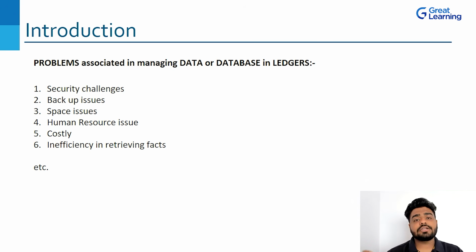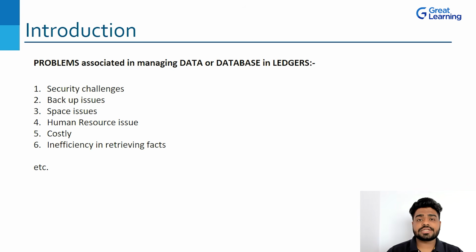Now, costly. It's very costly because you have to buy the ledgers, you have to keep them safe, you have to have human resources, and you have to have most of the people around those ledgers to keep them safe and secured. Then, inefficient in retrieving facts. If you want to search some details, what do you have to do? You have to tell the people, hey, I came to this hotel long back and I want to search those details. Can you please show me? The hotel manager will go to their godown, bring that particular ledger down, and then they will search.